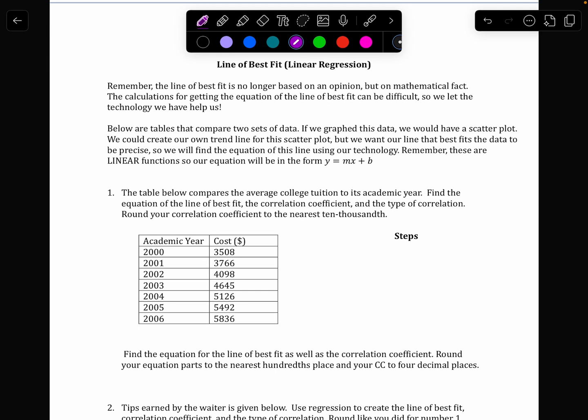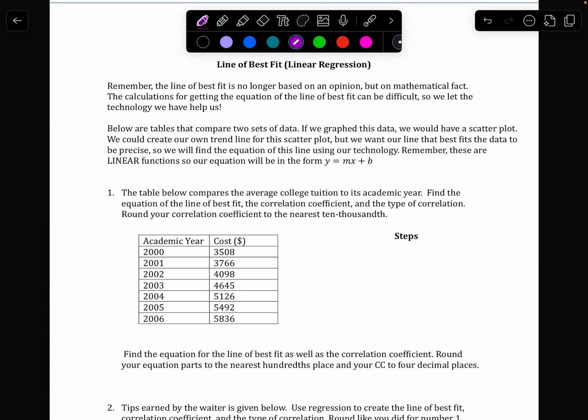All right, so now what we are doing is we are looking for the line of best fit. That is also called linear regression. And when you do this, this is all going to be done in our calculators or Desmos, because Desmos is a calculator. Okay, so this says, remember the line of best fit is no longer based on an opinion, but on mathematical fact. The calculations for getting the equation of the line of best fit can be difficult, so we let the technology we have help us.